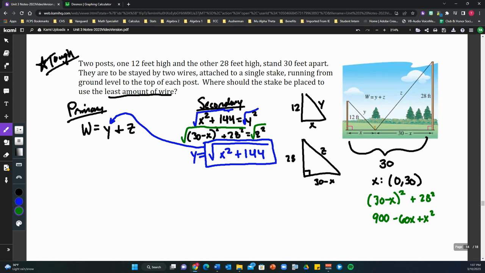is 784. So then by combining these like terms, what I really end up with here is z is equal to the square root of, I'm going to put it in standard form inside, x squared minus 60x plus, combining my constants, 1684. So now I know what z is equal to.